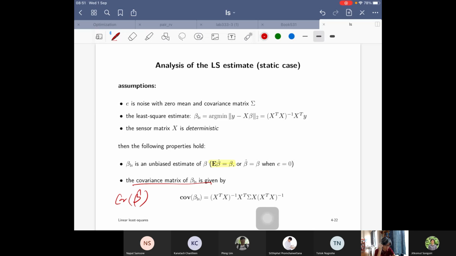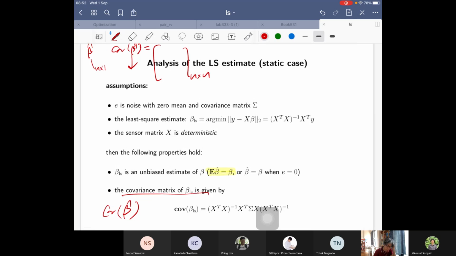the elementary interpretation of the covariance matrix is, of course, if your beta hat is n by 1, your covariance of beta hat is going to be a matrix of what size? What is the size of beta hat if your beta is n by 1? It's n by 1. Covariance matrix is going to be n by n. Okay.